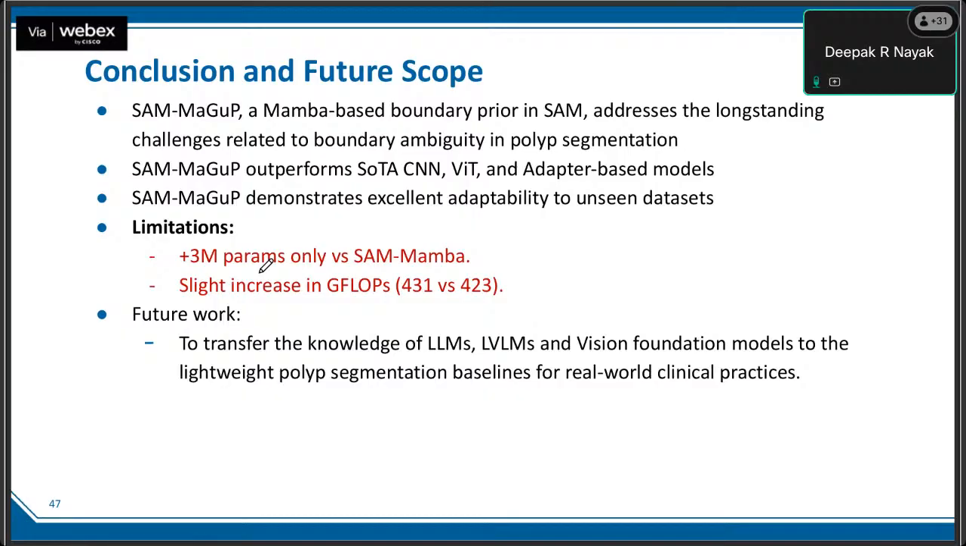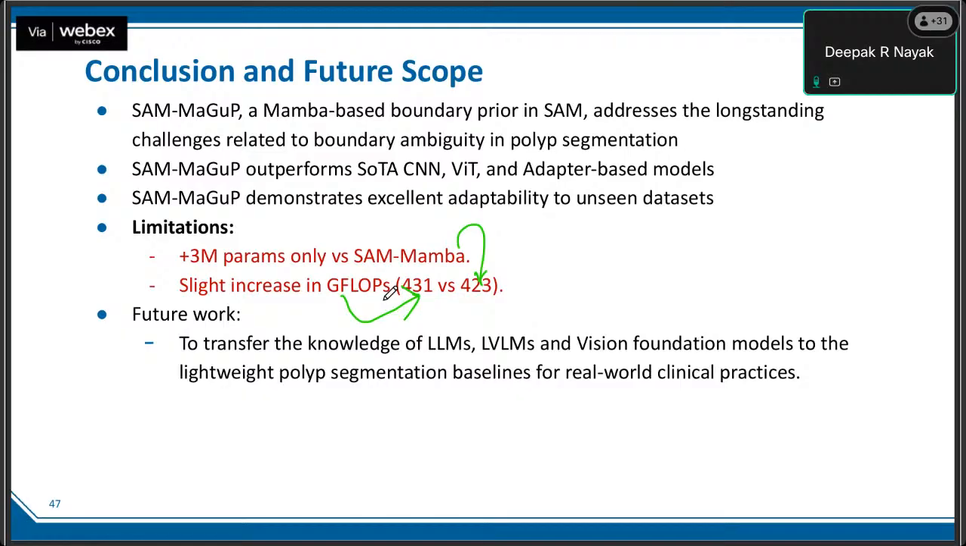But there are also a couple of limitations which we have observed in this particular architecture. We have 3 million more parameters, that means SAM Magiev has 3 million more parameters than the SAM Mamba model. There is also a slight increase in the GFLOPs. SAM Mamba has 423 GFLOPs, which is really high, and SAM Magiev has 431 GFLOPs, which is really high. This may create problems while deploying this kind of architecture in a resource-constrained environment.